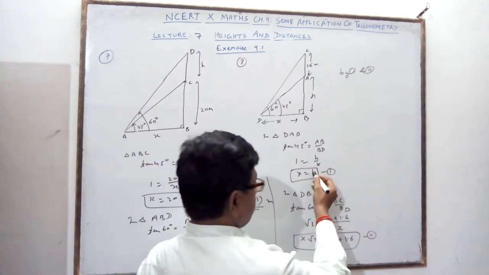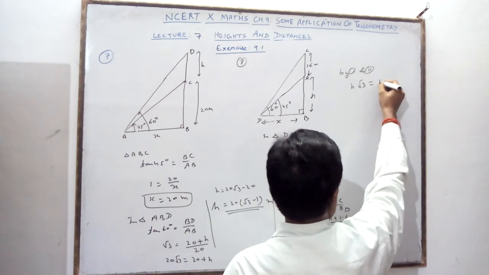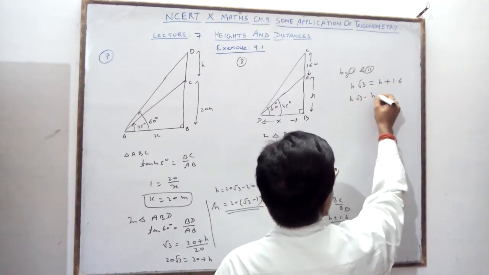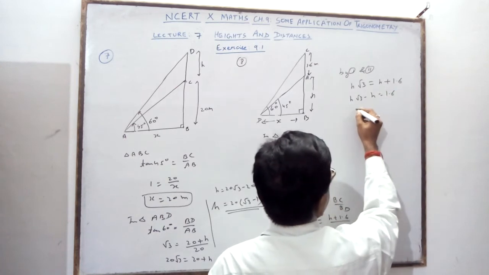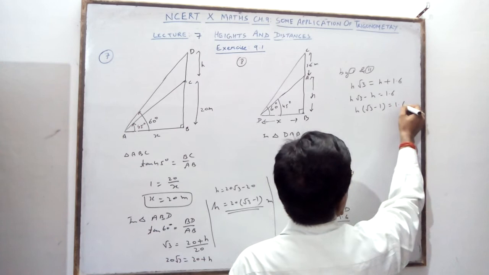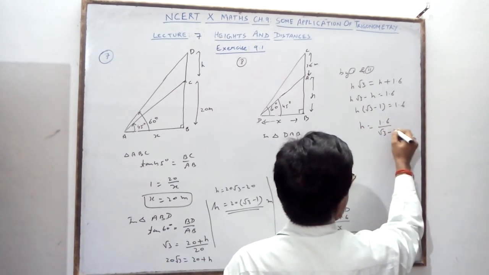So what will you write? h root 3 is equal to h plus 1.6. So h root 3 minus h is equal to 1.6. So h (root 3 minus 1) equals 1.6. Very carefully you will do these things. h is 1.6 upon root 3 minus 1.